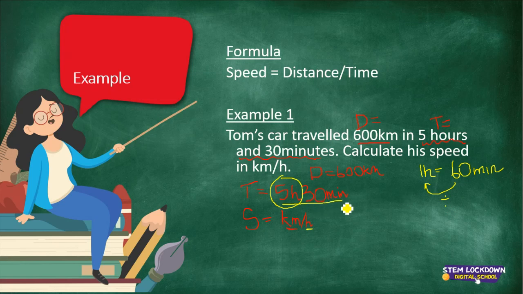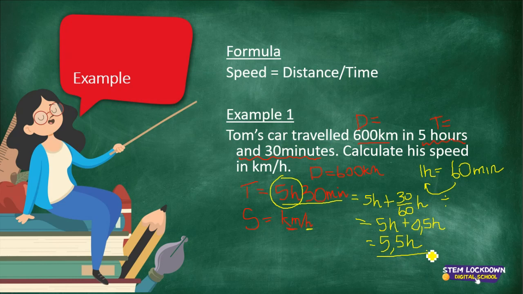So in other words, 5 hours and 30 minutes is 5 hours plus 30 divided by 60, because you're converting minutes to hours. So they're now in hours. 30 divided by 60, what is your answer? Your answer should be 0.5. I don't use the calculator sometimes, so if I make a mistake, please shout. Just write in your comment. Now your time, 5 hours plus 0.5, is now 5.5. The time is now in hours.